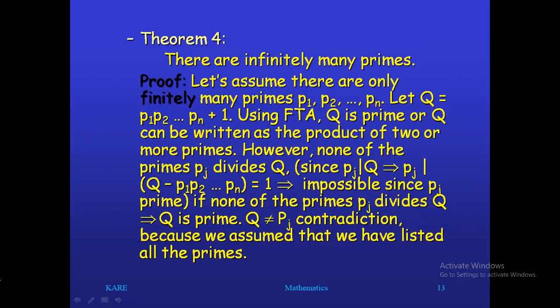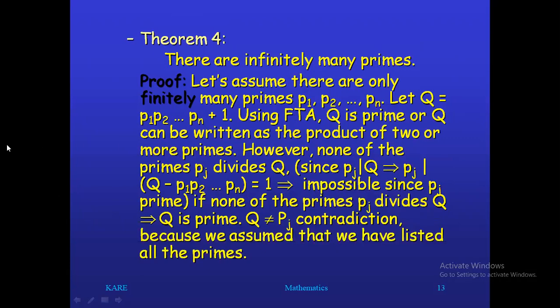The next: there are infinitely many prime numbers. So what about this theorem? This theorem indicates that there are infinitely many prime numbers. Actually, we want to prove that there are infinitely many primes. But we assume that there are only finitely many prime numbers p1, p2, so on up to pn.